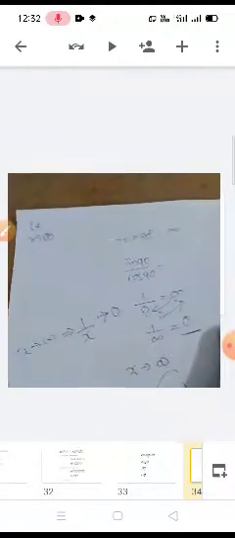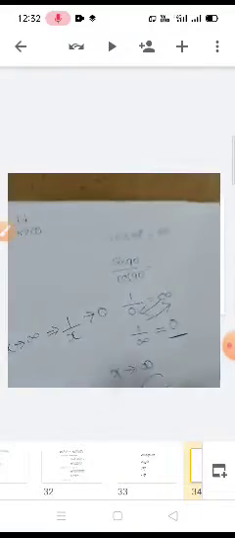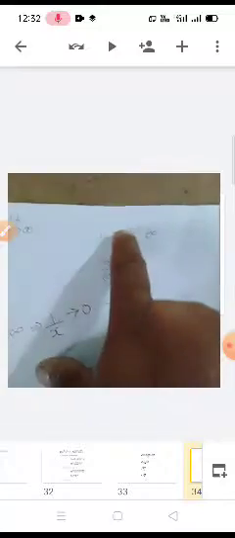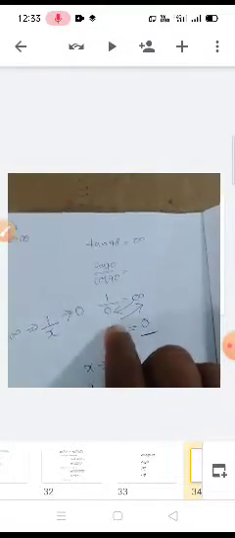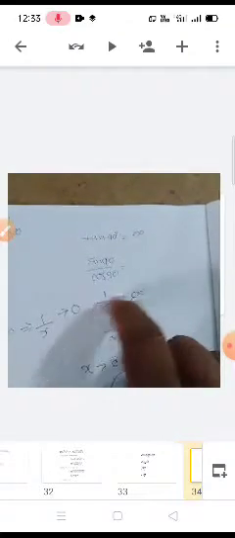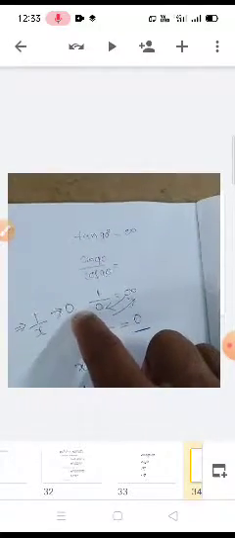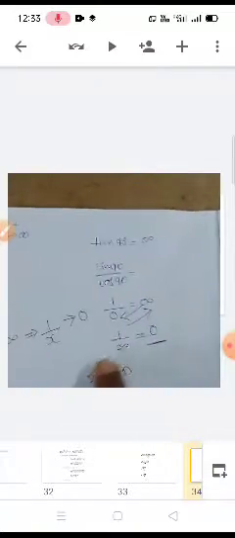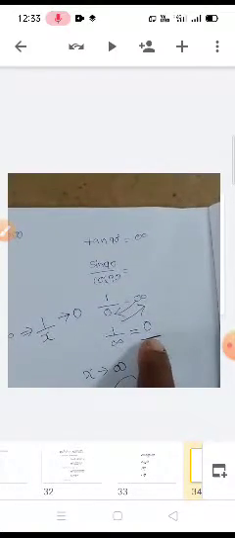When we have infinity, we can't substitute the infinity value. For that, we have to know that tan 90 is infinity. Tan 90 can be replaced with sin 90 by cos 90. Sin 90 is 1, cos 90 is 0, so it is infinity. Sending infinity to this side and 0 to that side, that is equal to 1 by infinity, and 1 by infinity is equal to 0.